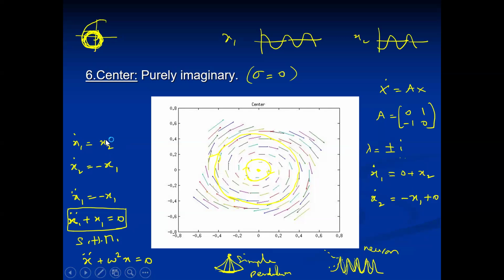So if you look at this first set of equations, x1 dot equal to x2 and x2 dot is equal to minus x1, I can write this in matrix form like this, what you see in the right top. Okay, so the matrix will be 0, 1, minus 1, 0. Now what is special about this matrix? Solve the eigenvalues of this, you get lambda is equal to plus or minus i.